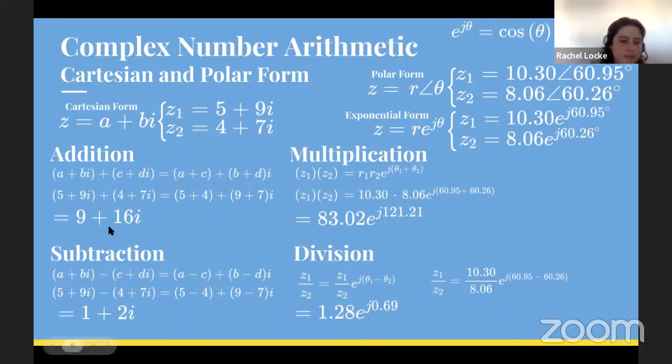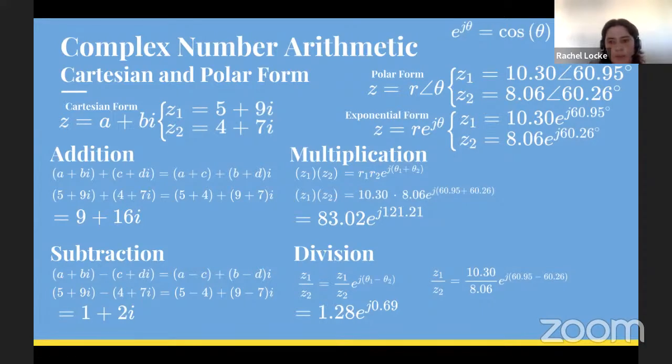Similarly with subtraction, we subtract the real parts of the complex number from each other and subtract the imaginary parts of the complex number from each other. If we plug in the values from our two complex numbers in Cartesian form, we're left with 1 plus 2i.